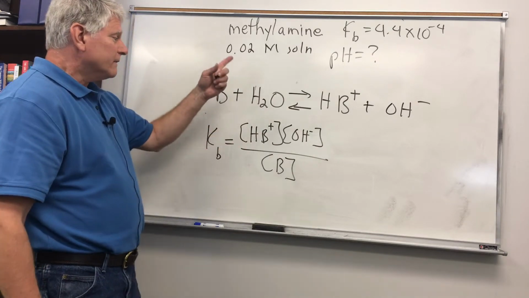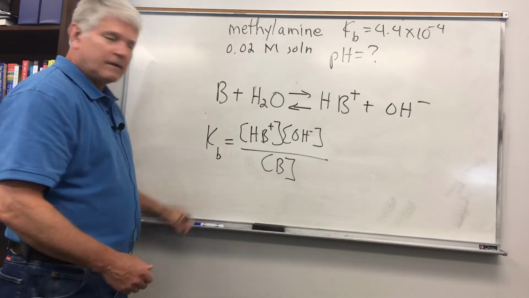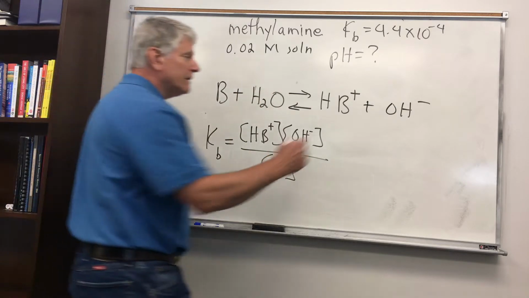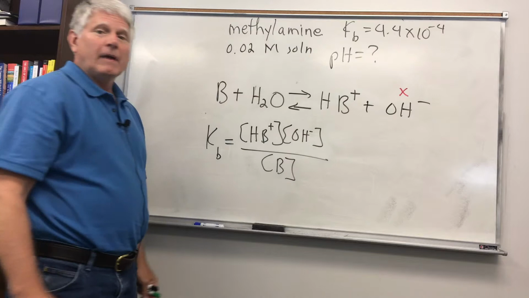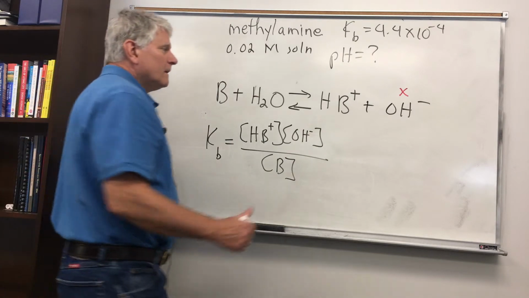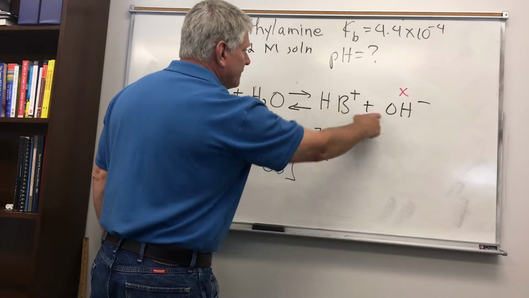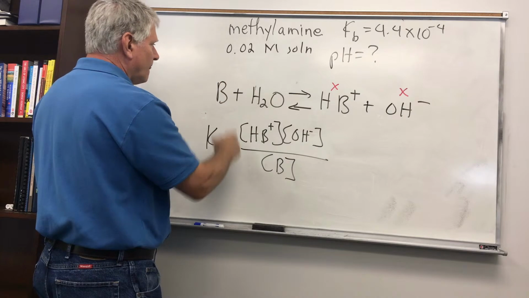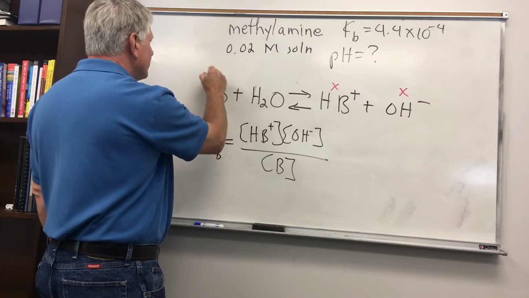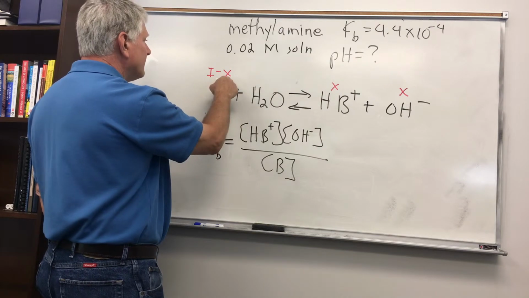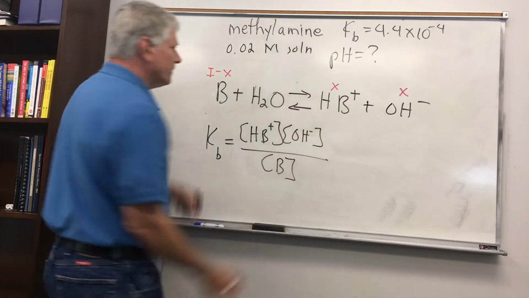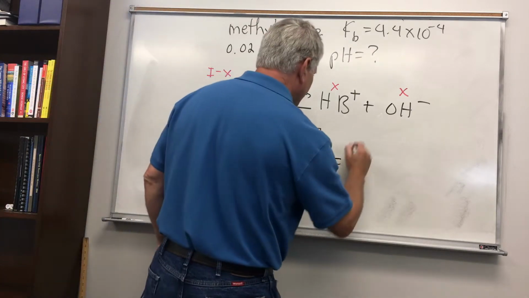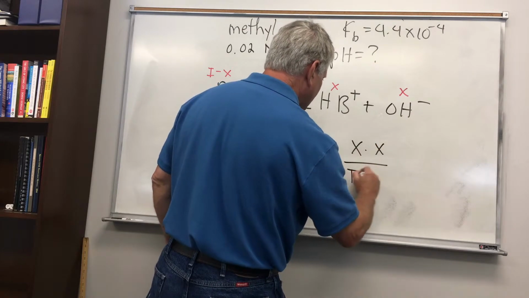So now we can let X equal an extent of reaction, and for weak bases it's convenient to let X be the OH minus concentration. And that means, since it's a 1-to-1 ratio here, X will also be HB plus, and the concentration of the base at equilibrium will be the initial amount minus X, because of the 1-to-1 ratio. So now we can put the X's into the equilibrium expression. We'll get X times X over I minus X.